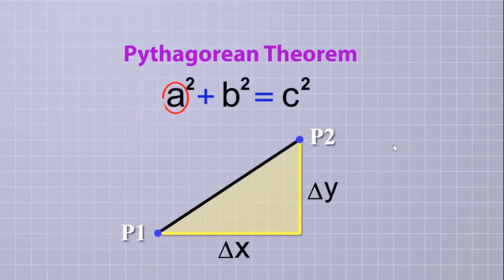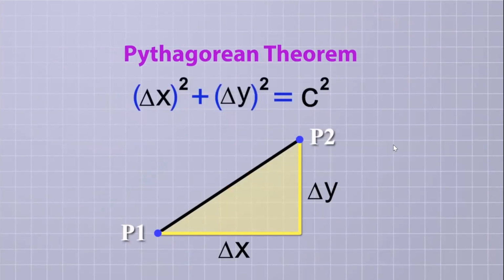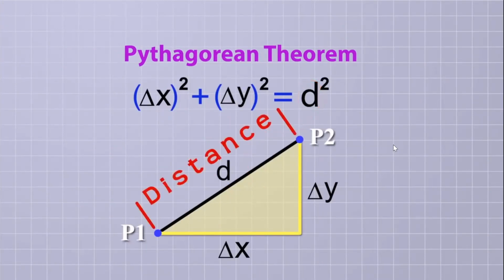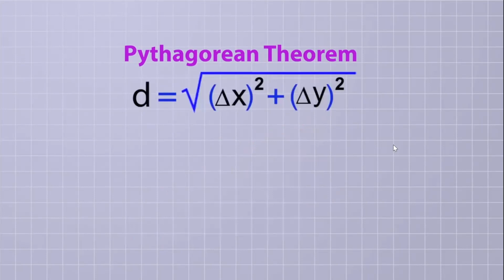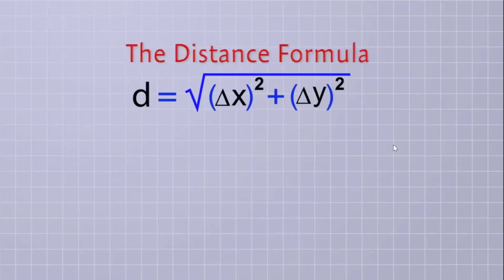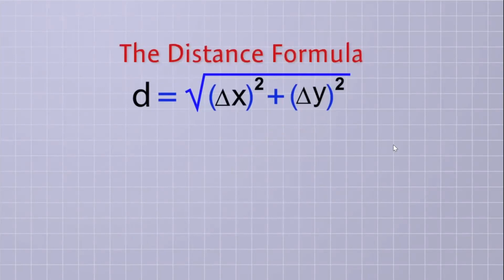Since a and b are the lengths of the horizontal and vertical sides, we can plug in delta x and delta y instead. And instead of c squared for the hypotenuse side, let's use d squared because the length of the hypotenuse equals the distance between our 2 points. To solve for d, or distance, we take the square root of both sides and we get d equals the square root of delta x squared plus delta y squared. This special form of the Pythagorean theorem is usually called the distance formula in algebra because you can use it to find the distance between any 2 points on the coordinate plane.